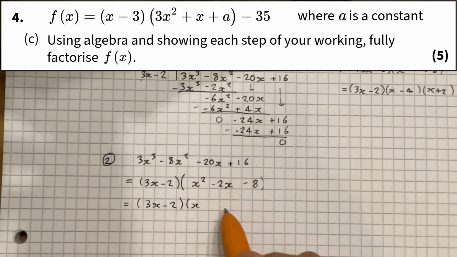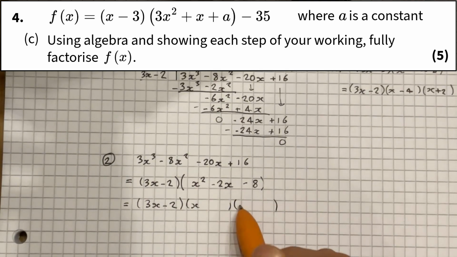This is exactly the same as before, which makes sense. We shouldn't get a different value from a different method. We can factorize it in the normal way, and we get our final answer.